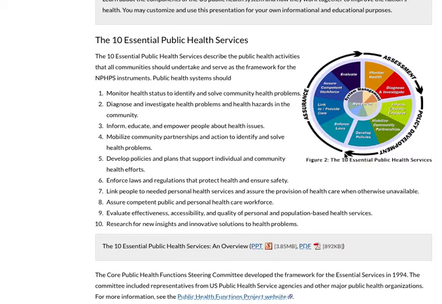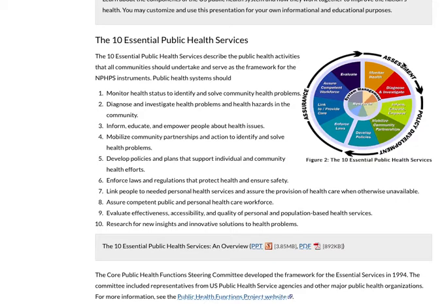This last area really is about assurance, making sure that what we think is happening really is happening. So enforcing laws, linking people to those health services, assuring a competent public health workforce, and evaluating the effectiveness, accessibility, and quality of these services. And then finally, something that is pervasive to all the different areas is researching for new insights and innovative solutions to health problems. And so these areas really capture what public health is designed to do.